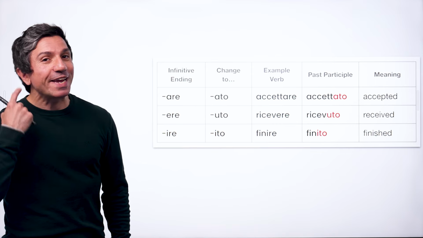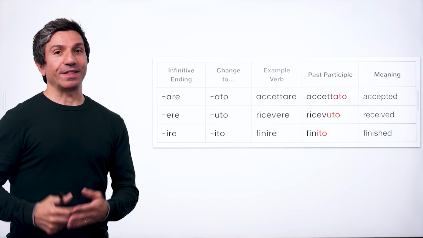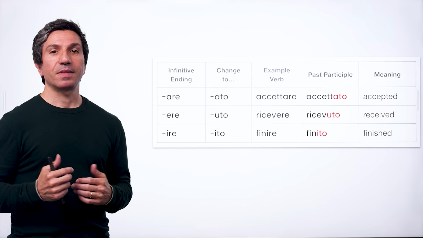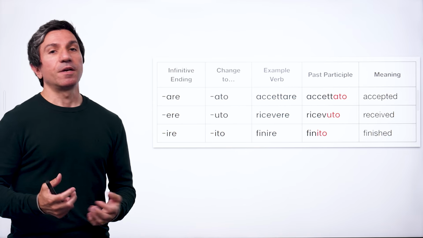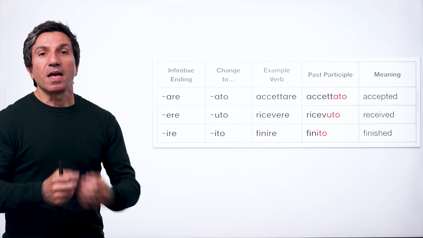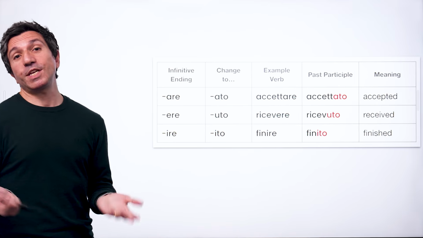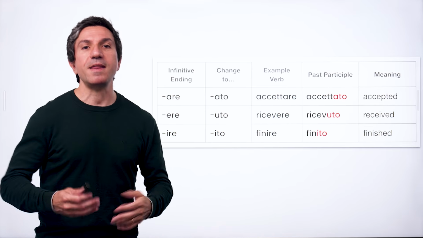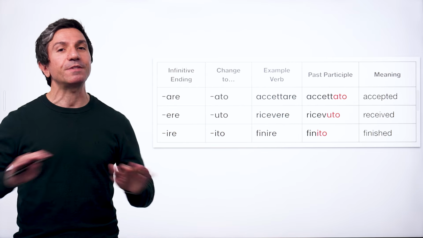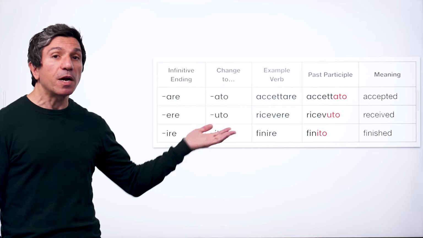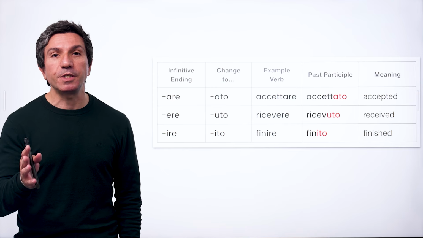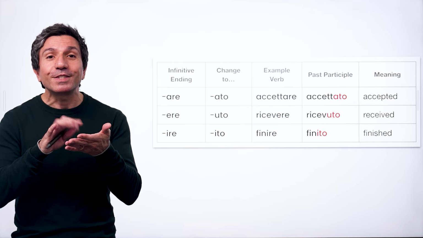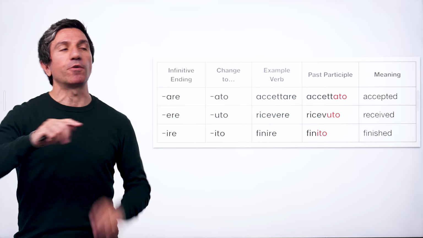So when we hear ho ricevuto, you can tell right away, ho is I have, and ricevuto is received. Together, I have received, or simply, I received. You'll see this pattern again and again as you describe completed actions in the past. Apart from these forms, the past participle of irregular verbs is different. Check the lesson notes on our website for all the variants.